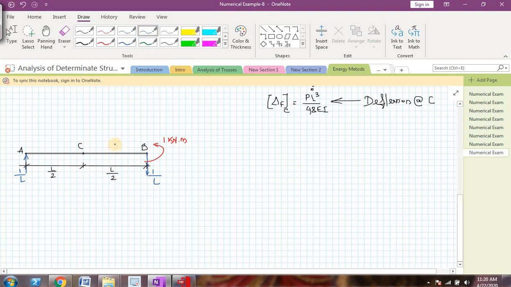So somewhere here, let me take a section. Let this be at a distance of say x1, and similarly I will take a section in segment AC. Let this be at a distance x2 from point A. So for segment BC, B is the origin, and for segment AC, A is the origin. So for the two segments separately I will try to calculate the strain energy, and then I will combine them to get the final strain energy.